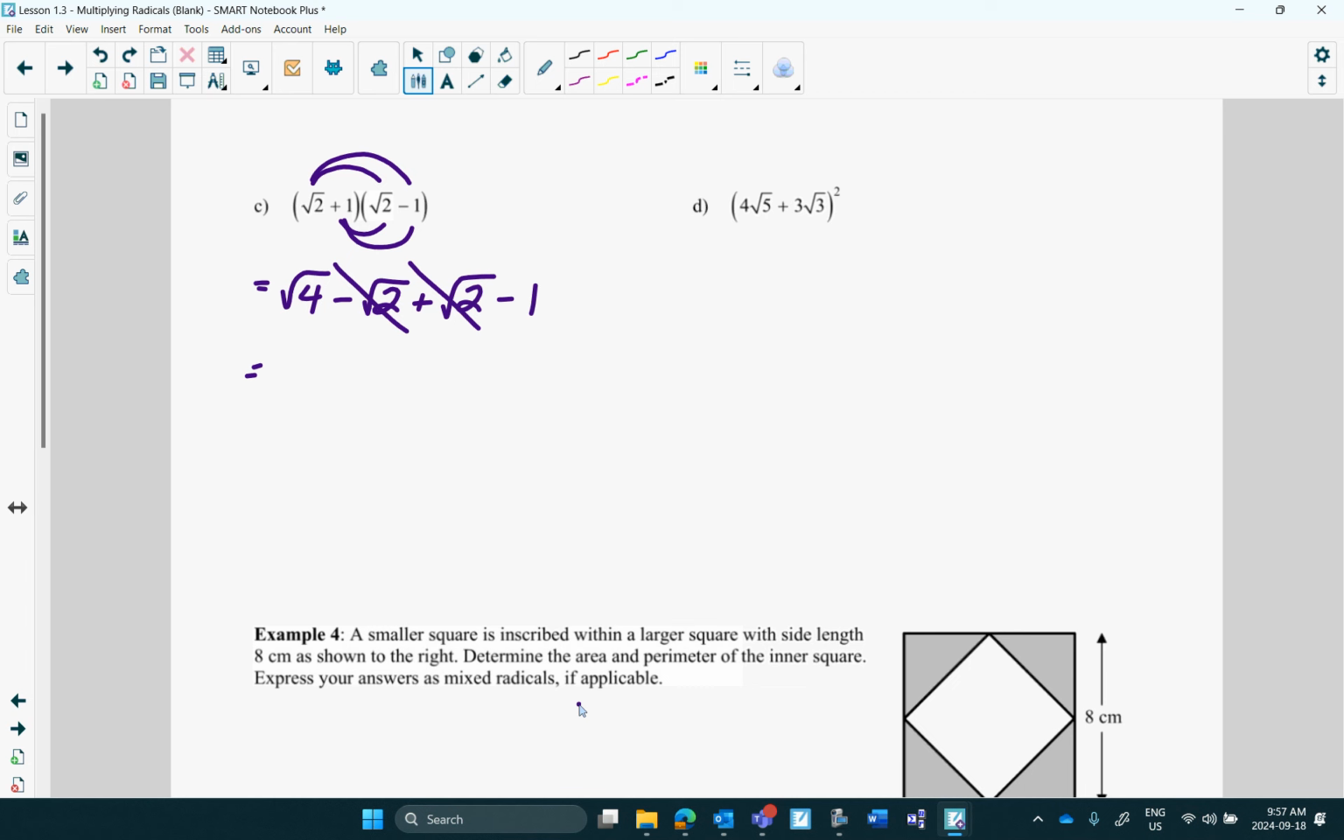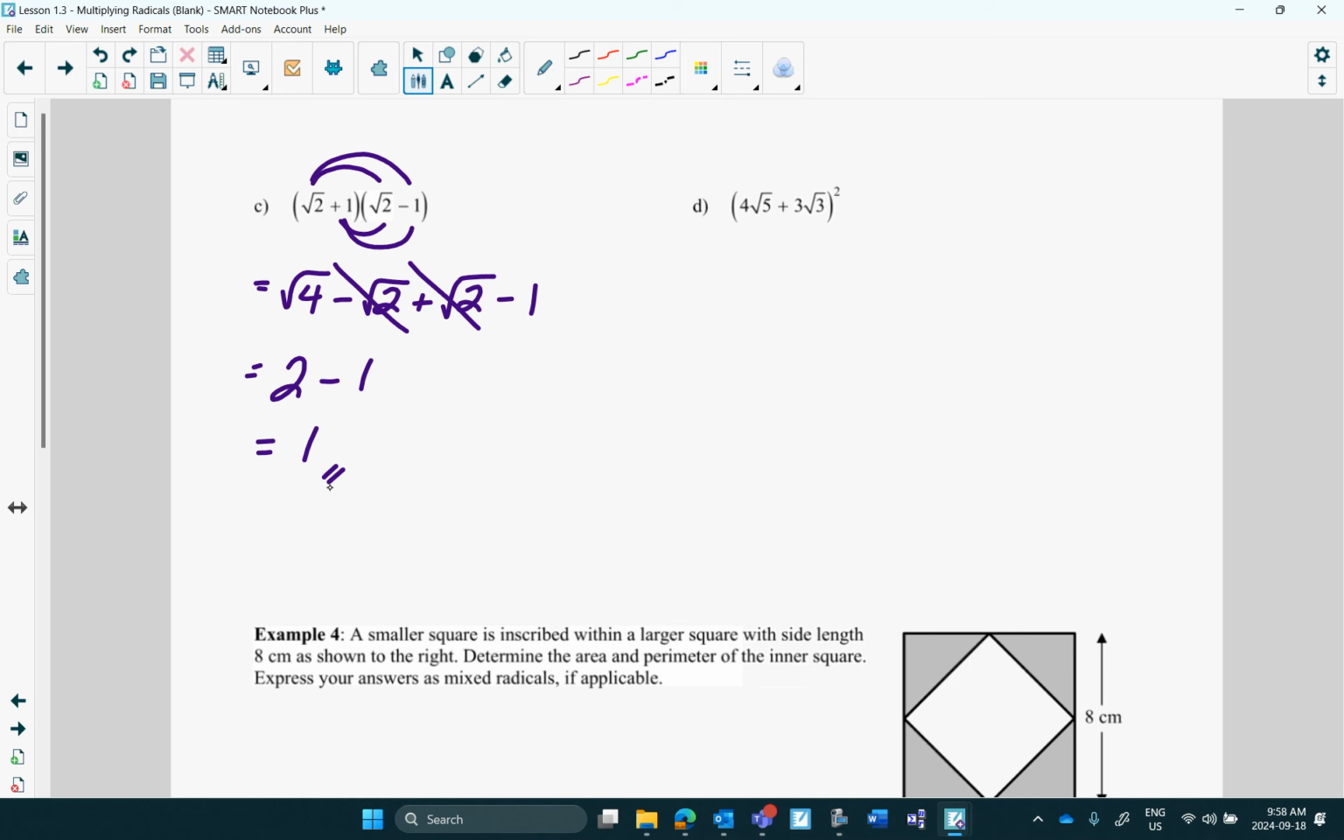Now be careful, simplify word, but root 4, don't think of the highest perfect square. Root 4. Just plain old 2. So it's 2 minus 1, which is 1. Whenever you multiply some binomial by the exact same terms but the opposite sign, the roots will always disappear. Always. And you'll be left with a non-radical number.